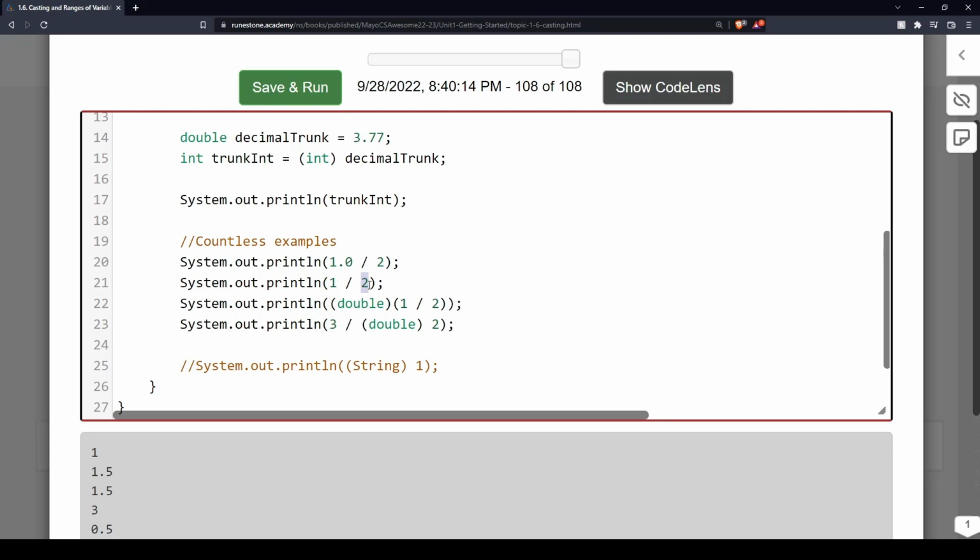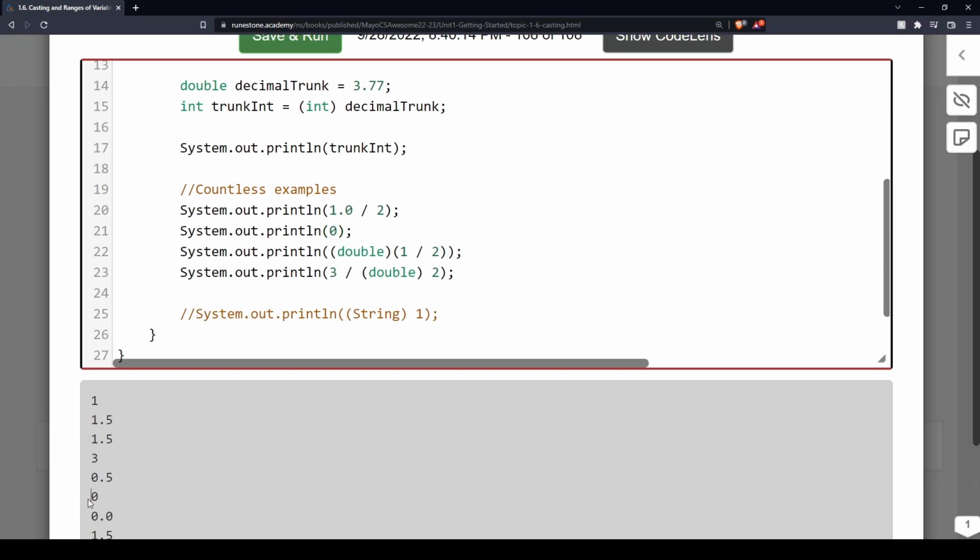We have an integer divided by an integer, and since they're the same type, the return type of this expression will be an integer. So integer divided by integer equals integer, okay? 1 divided by 2 equals 0.5, and since this is an integer, we have to truncate the decimal places. We don't have the capability to store decimal points, and this becomes a 0. As you'll see, it's outputted right here.